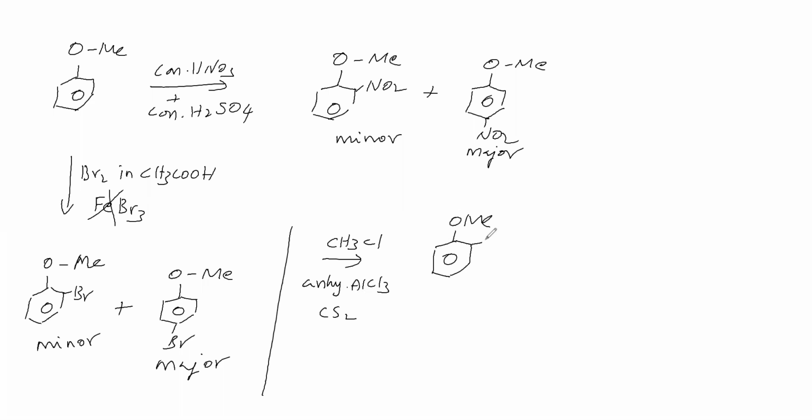Alkylation is possible at the ortho position, and alkylation is possible at the para position. This is called Friedel-Crafts alkylation, we can say. How is Friedel-Crafts alkylation possible? What is the electrophile here? That we'll see.